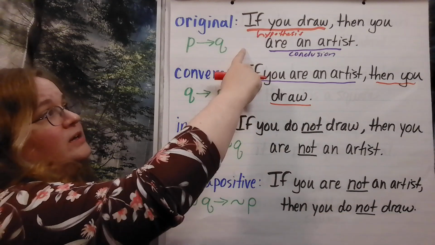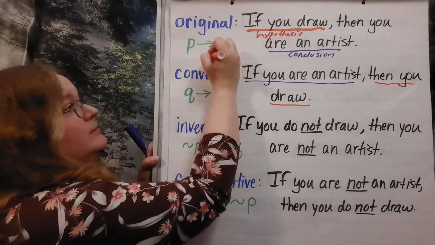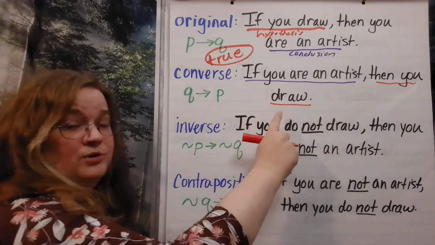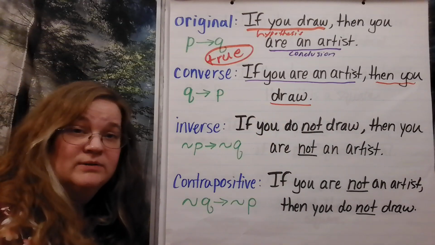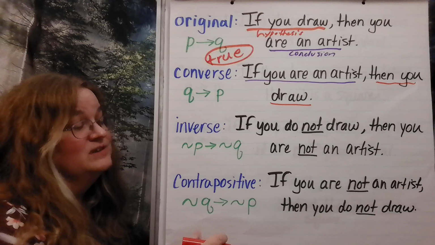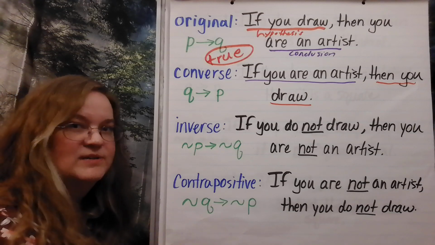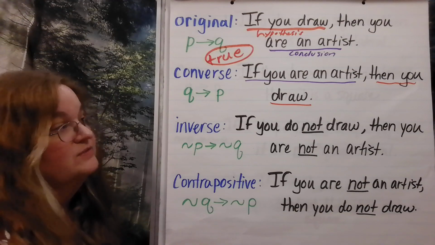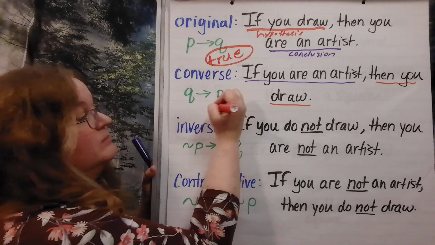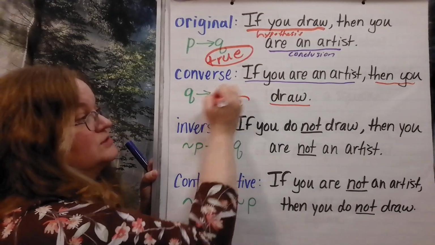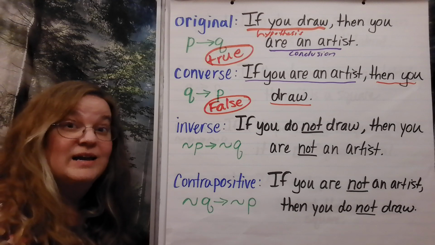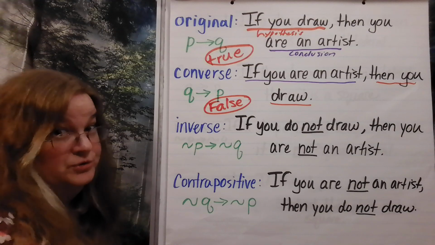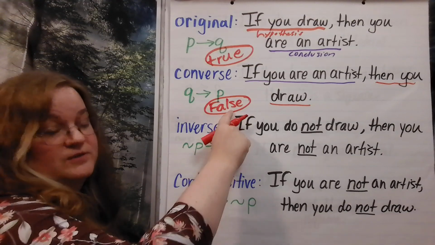Now, if you draw, then you're an artist. That's a true statement, right? If you're an artist, then you draw. Does that have to be true? Well, what if somebody sculpts? Or what if somebody just designs websites or something like that? That still can be considered art, but they don't necessarily have to draw. So flipping it made this false, because we can find a counterexample, is what we call it. So something that indicates that it can be not true. And so therefore that's going to be a false statement.